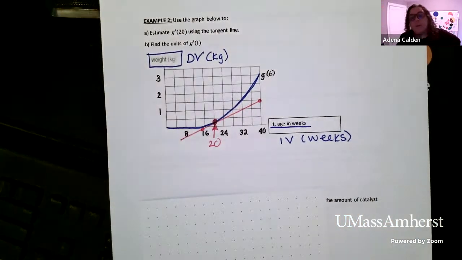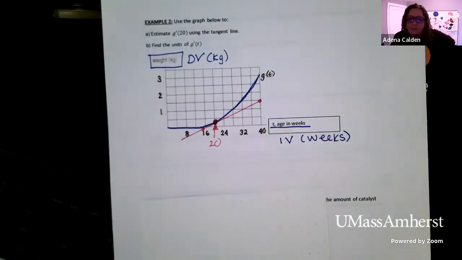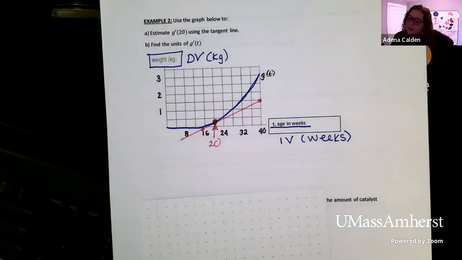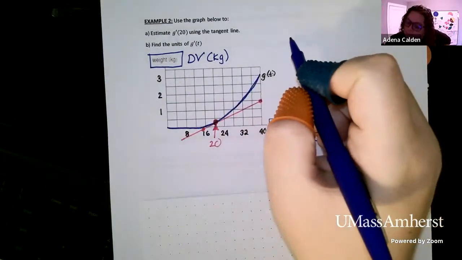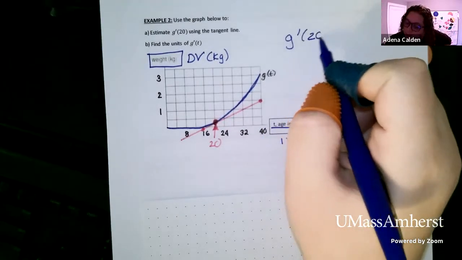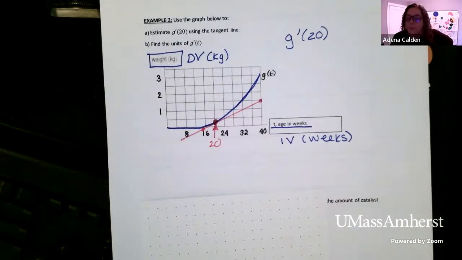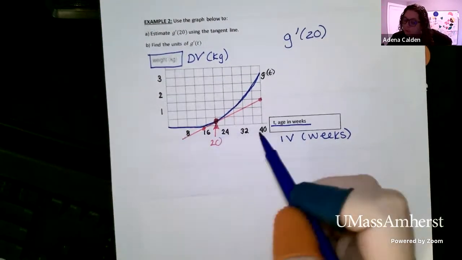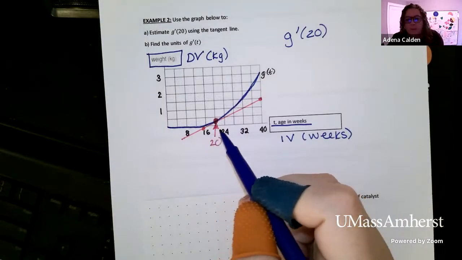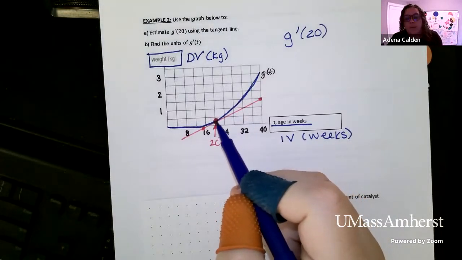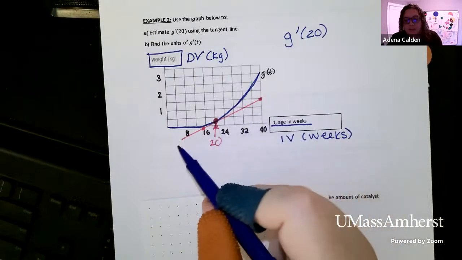Okay, so here if we look at the axes, we see the units of the dependent variable is going to be in kilograms, and the units of the independent variable is going to be in weeks. So we are trying to understand what's happening after 20 weeks, right? So what we need to do is we need to go to where 20 is, which is just about between 16 and 24, because we're counting by fours here. We go up to the function and we sketch in a tangent line.